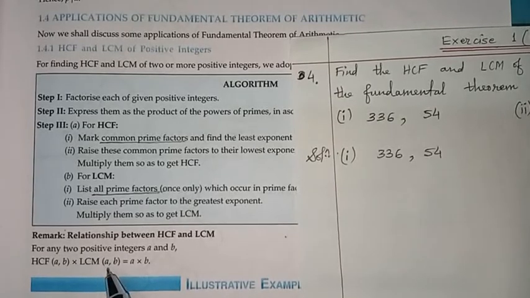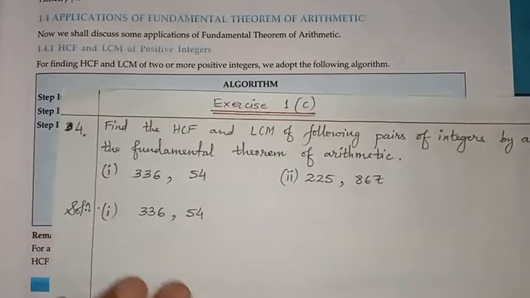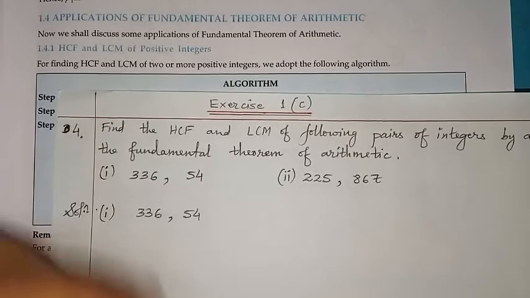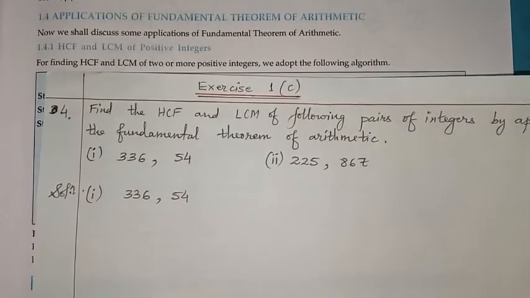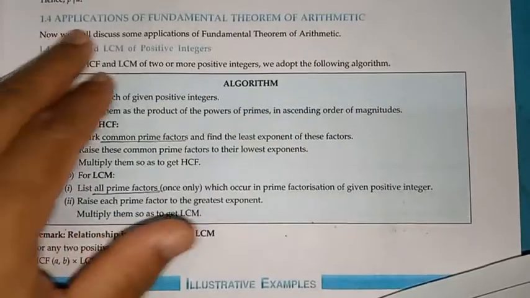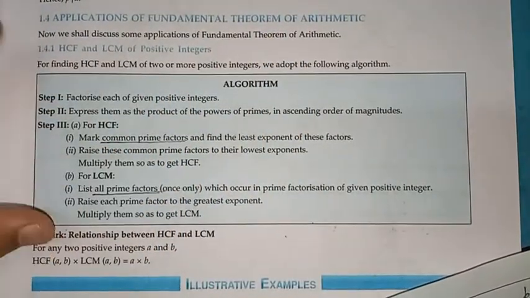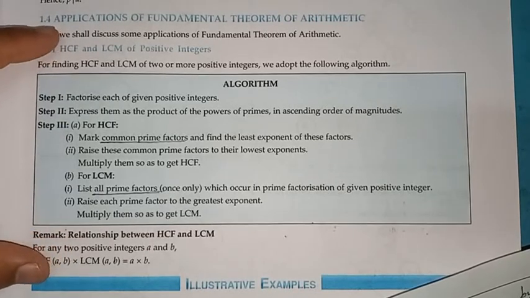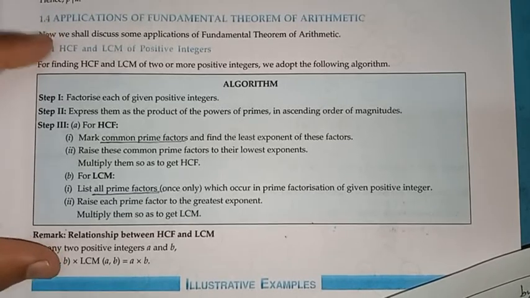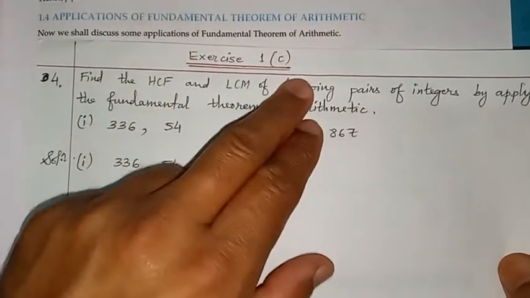So after having explained these things, we can see the solution of question number 4 in the next video, that is video number 13. This is video number 12. Here I explained some theory about how to apply the fundamental theorem of arithmetic to find the HCF and LCM. I have given you some rules, some important points. You have to keep in mind these points, remember and understand them, and with the help of these facts or this algorithm, we can easily do question number 4 from exercise 1C.